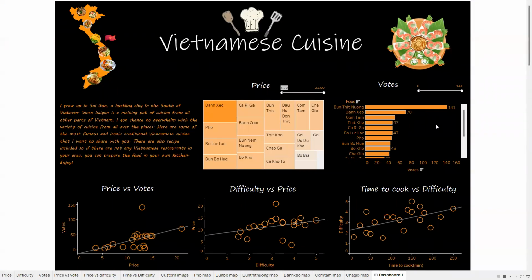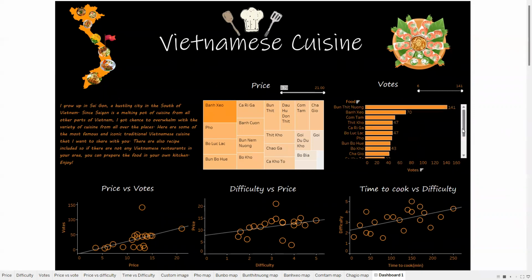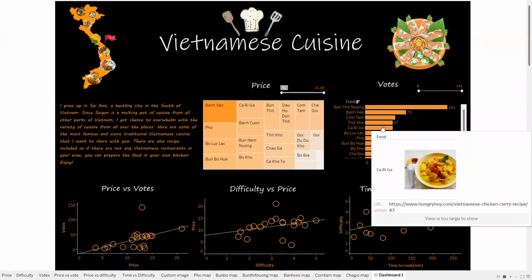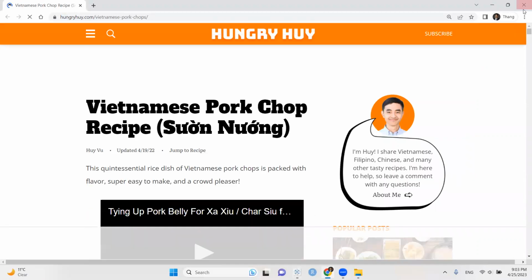And on the right-hand side here, we have the votes, the number of votes each food gets. Again, you can filter that, and you can also hover over it to see the custom image of the food, and also click on the food, which leads you to a recipe.